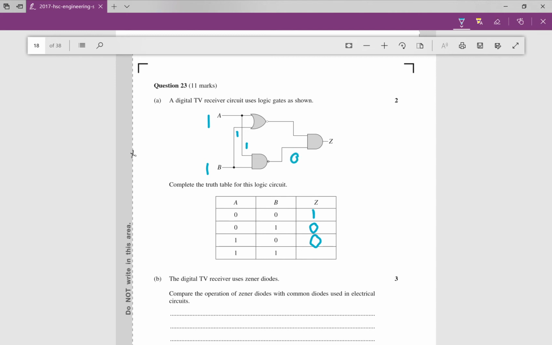So straight away we know we've got a 0 here because we need 2 1s here. And then we've got 1 1, which means this switches on, which means this switches off. It's all 0s, and we end up with a 0 state there. And that is your truth table completed.